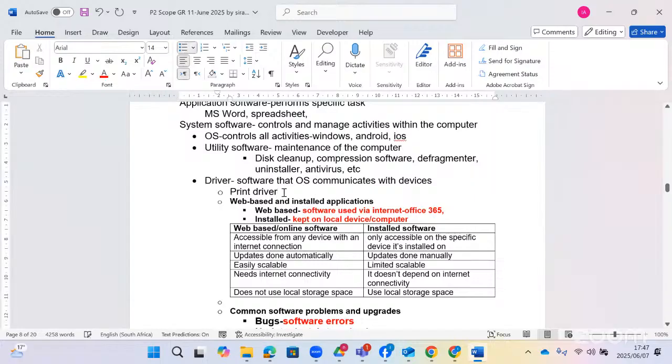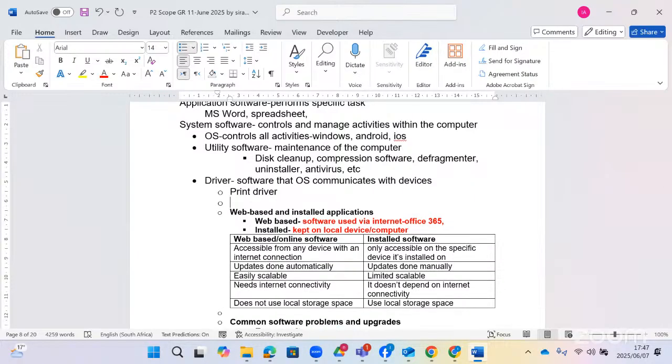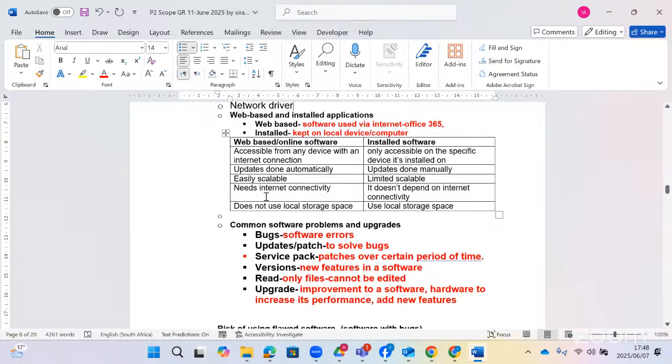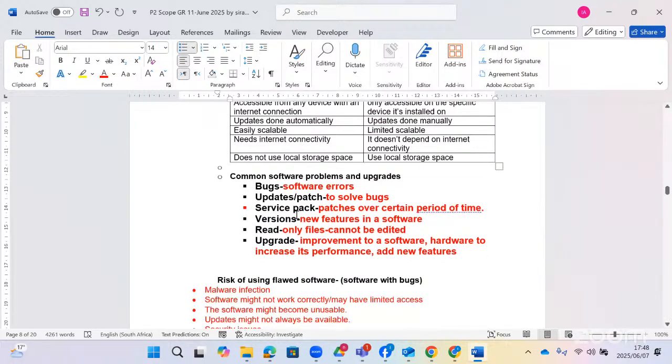A driver is software that the operating system uses to communicate with different devices. So we have a print driver, a scanner driver, a network driver and others. There are so many types of drivers as well. And then you must know differentiating between web-based application and installed application: software that is kept on a website and software that we get on our computers, the differences, right?